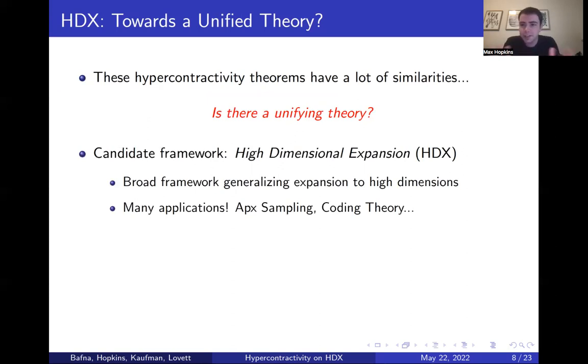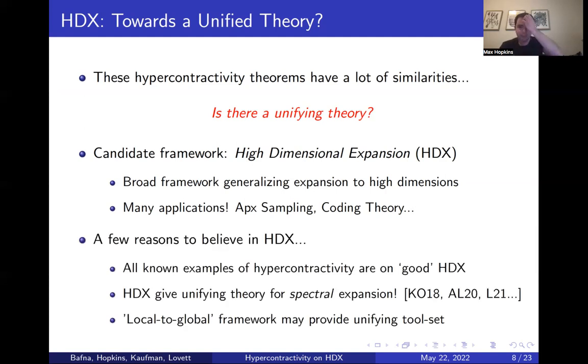And what I want to talk about today for the rest of the talk is a candidate framework for this unifying theory, something known as high-dimensional expansion. I'll be a little bit more formal about this in a couple minutes. Broadly speaking, HDX are a generalization of expansion in graphs to hypergraphs, to high-dimensional objects. And in the last 5 years in computer science, they've seen an amazing number of breakthroughs in a couple of areas, especially in approximate sampling, and recently in coding theory with LTCs and QLDPC codes. So these are already very useful and well-studied objects in the last 4 or 5 years.